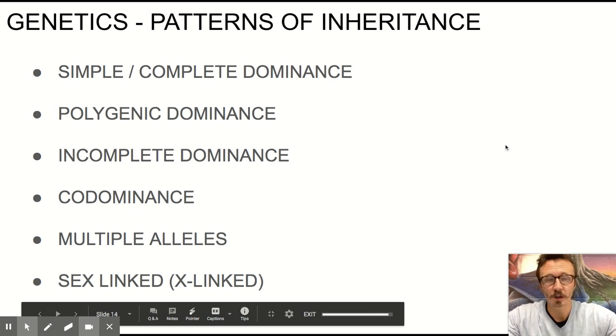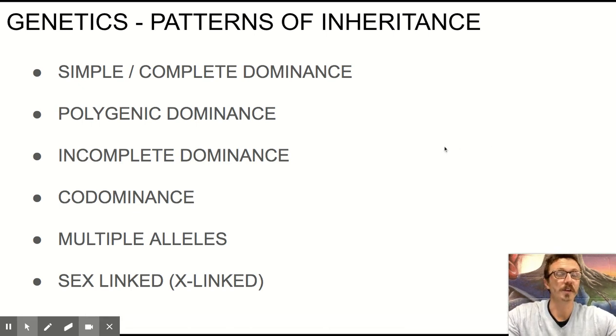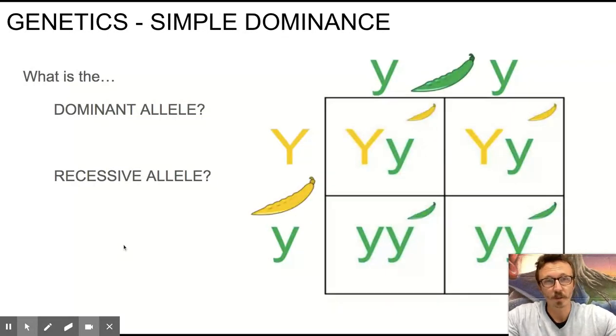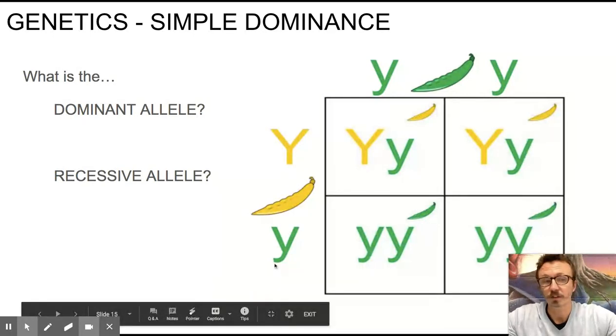In today's video, we're going to take a look at the various patterns of inheritance that we study when we look at genetics. So the first one, and the one we've been talking a lot about in the last couple of videos, is known as simple or complete dominance. In the example of pea, you can see that there are green and yellow pea pods, and the capital Y here indicates that the yellow coloration is the dominant phenotype, whereas the green would be the recessive phenotype.